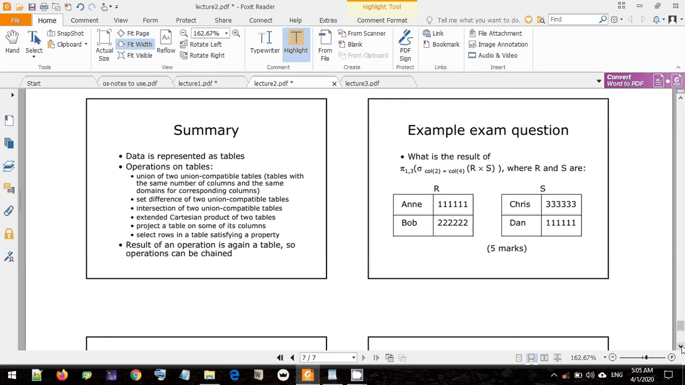So far we have looked at data, which is better on tables, and operations on tables: union, differences, intersection, extended Cartesian product, projection, and we also noticed that the relation of each of them is equally a tuple.